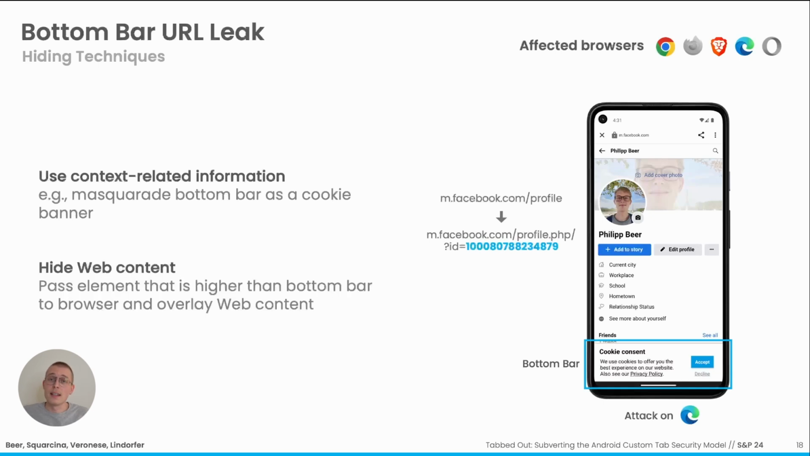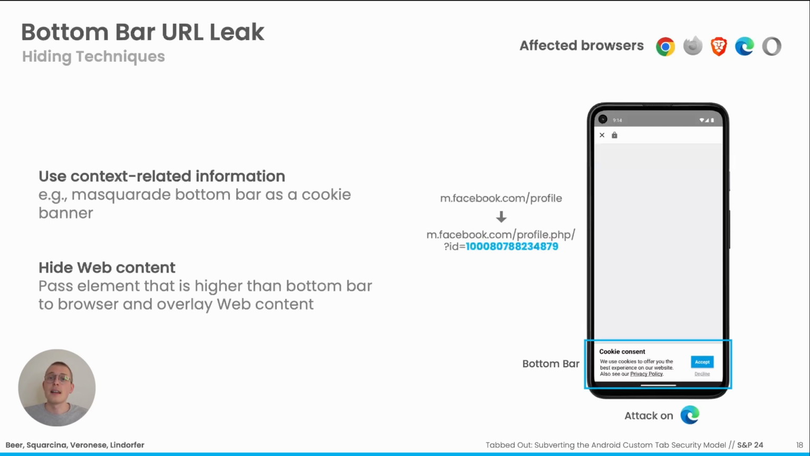We can combine this hiding technique with a bug that we found in the implementation of the bottom bar in Chromium-based browsers. So the bottom bar has a fixed height, and we found out that an application can pass an element to this bottom bar that is larger than the bottom bar itself. And this element then overlays the custom tab and overflows the custom tab and therefore hides the web content. By adjusting the top bar color on Edge, we can also hide the URL of the website that is currently opened in the custom tab.